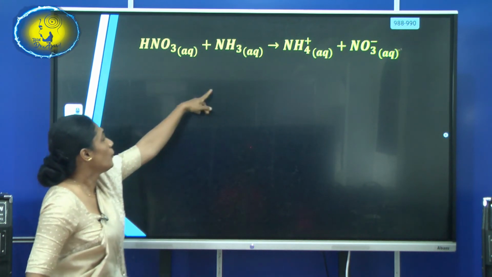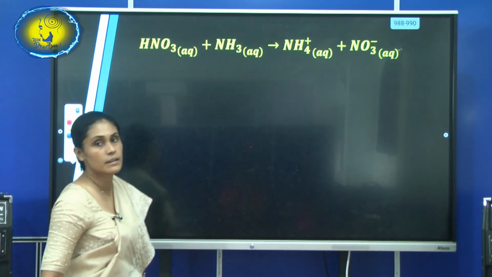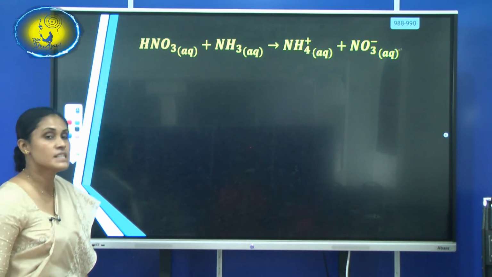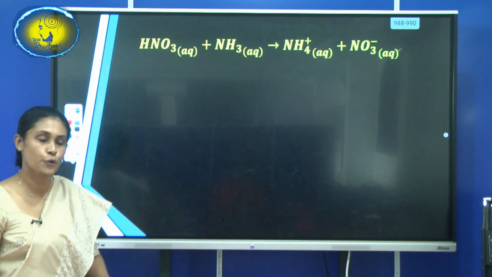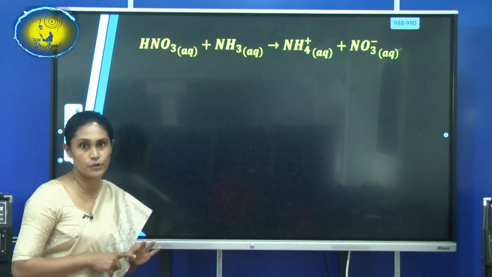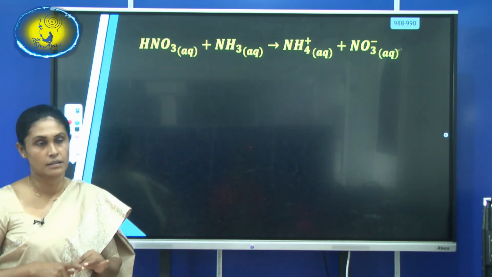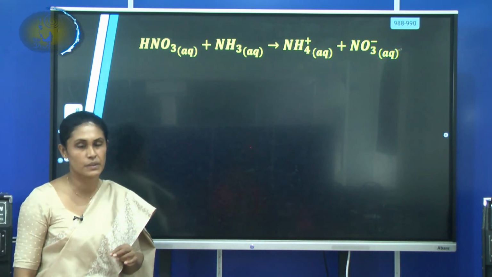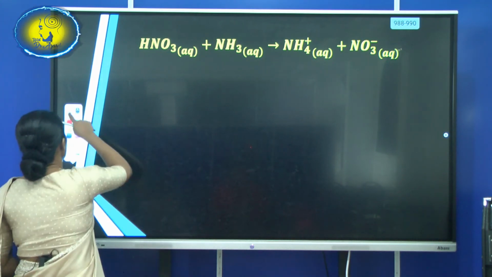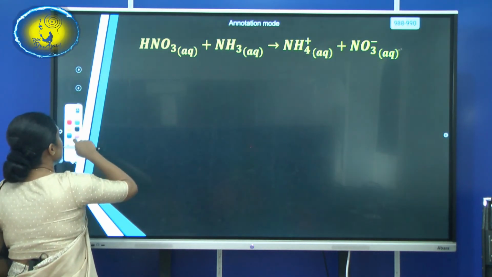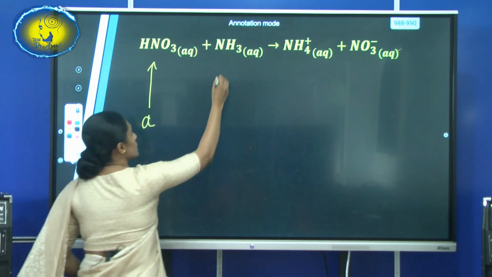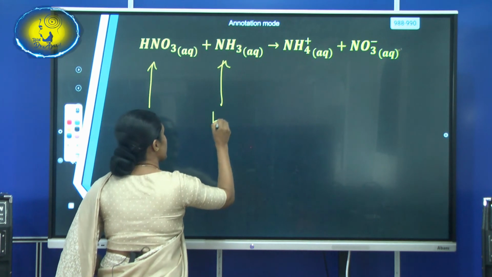The other one, nitric acid, ammonia, ammonium ion and nitrate ion. Which is the acid? Yes, you know there are 3 strong acids: nitric, sulfuric and hydrochloric. Some places phosphoric acid also there, but it's not that strong. So at once you can say nitric is an acid. So ammonia is a base.